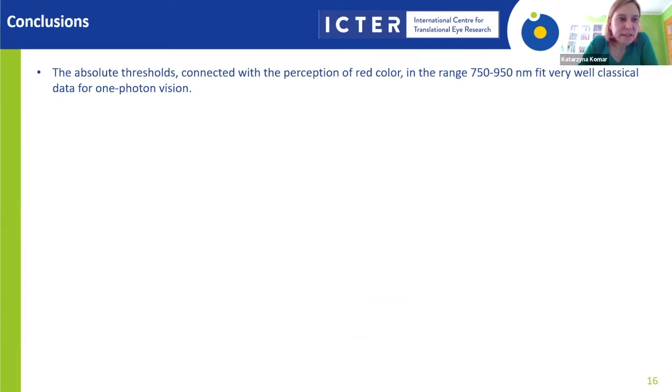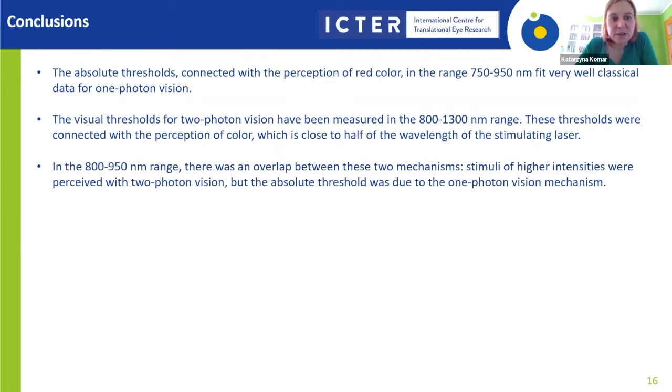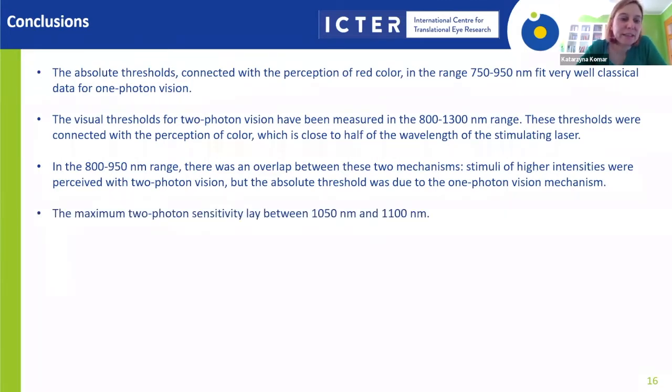Okay, to conclude this. This absolute threshold, which is connected with perception of red color, fits very well classical data for 1 photon vision. And the visual thresholds for 2 photon vision have been measured in the broad range from 800 to 1030 nanometers. And these thresholds were connected with the perception of color, which is close to half of the wavelength of the stimulating laser. In the shorter part of this range, there is an overlap between these 2 mechanisms. Stimuli of higher intensities were perceived with 2 photon vision, but the absolute threshold was due to the 1 photon vision mechanism.